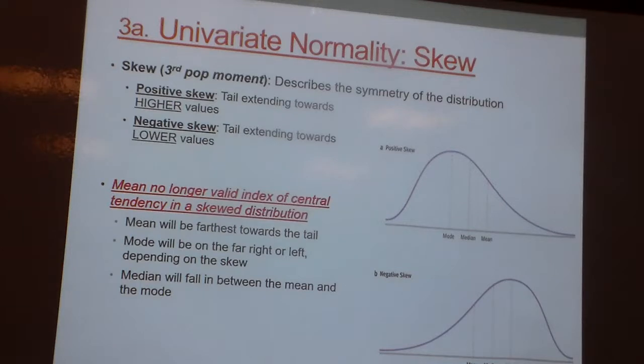So mode being on the far right or left, depending on the skew, median then being the middle value, which is why we go through and start working with transforms. When we're working with transformed data, we're no longer looking at mean differences, we're looking at median differences. We'll talk about some of the consequences of transforms in just a moment. Okay.